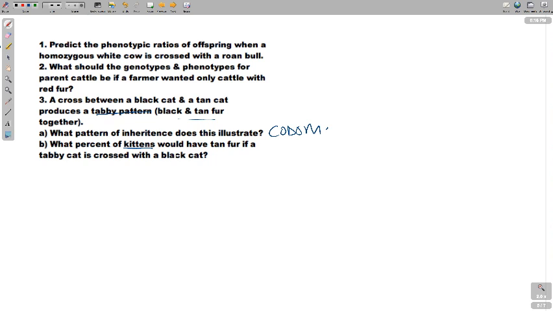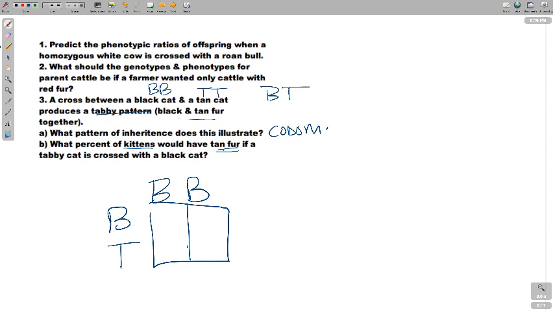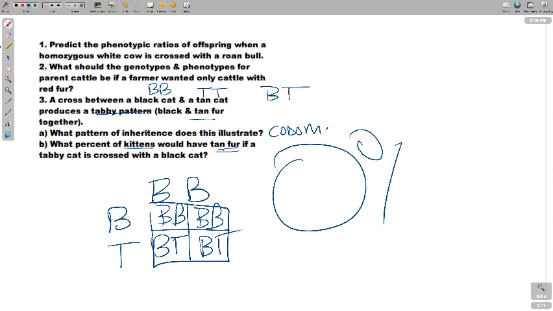And what percent of kittens would have tan fur if a tabby cat is crossed with a black cat? You want to pause? You try it. Pause! Tabby cat crossed with black. So how many would have tan fur? 0%. You wouldn't have any, because obviously to have tan you need TT.